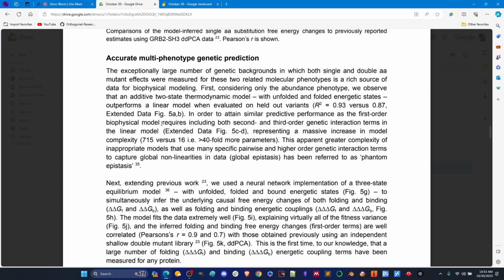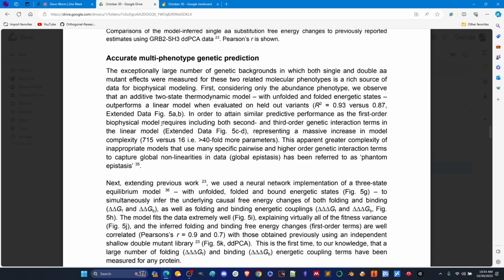So firstly, considering only the abundance phenotype, we observed that an additive two-state thermodynamic model with unfolded and folded energetic states outperforms a linear model when evaluated on held-out variance. So they hold back some of the samples and they evaluate it. In order to attain similar predictive performance as the first-order biophysical model requires including both second and third-order genetic interaction terms in the linear model. So these genetic interaction terms, as generic as they are, need to be included.